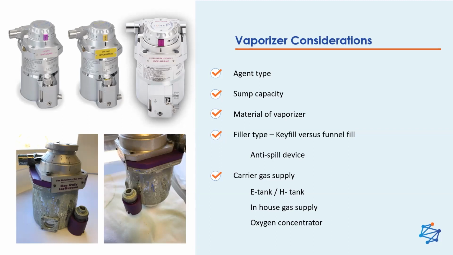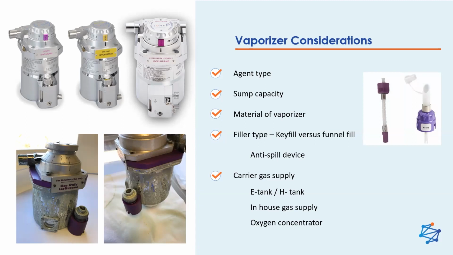If using a pour fill or funnel fill, we can provide anti-spill devices, as pictured here on the right. This helps to control the agent when pouring into the vaporizer. There's also the key fill adapter, which fits snugly into the key fill slot, allowing the agent to be poured directly into the sump.